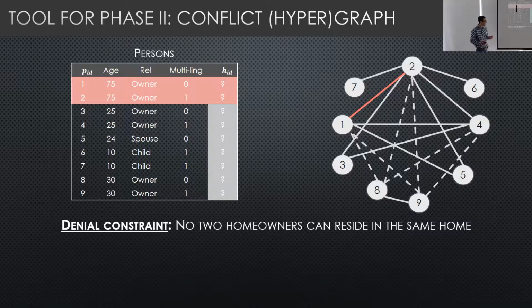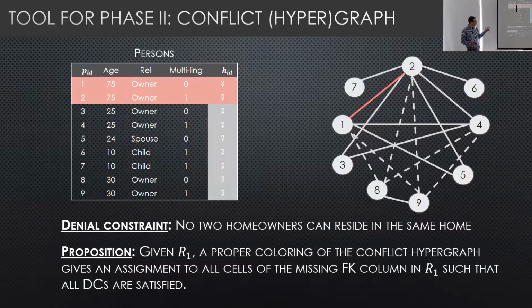denial constraint. So in our example, if we have the denial constraint, no two homeowners can reside in the same home, and we have the first two rows whose relationship is owner, then there's an edge between them in the conflict graph, the red edge. So then we show that a proper coloring of this graph implies an assignment to the persons table, to the HID value, to the HID column, that satisfies all denial constraints.